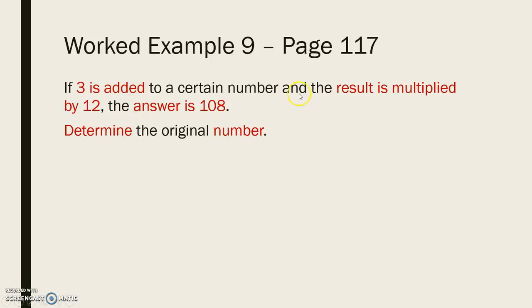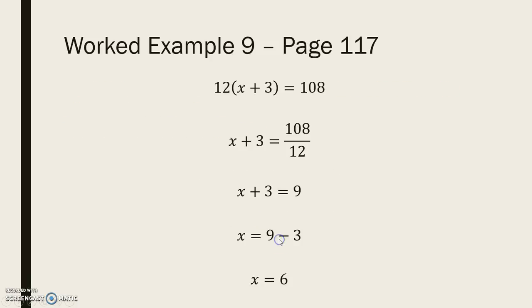If 3 is added to a certain number and the result is multiplied by 12, the answer is 108. So I've already highlighted the key information. Let x be our number. You could use any letter. It could be n for number or y or z or k. First initial you have, doesn't matter. We're taking that number, we're adding 3 to it, and then we're multiplying by 12. So it's x plus 3. That's our first step, so we put it in brackets. So we ensure order of operations says we add first, and then we multiply that by 12.